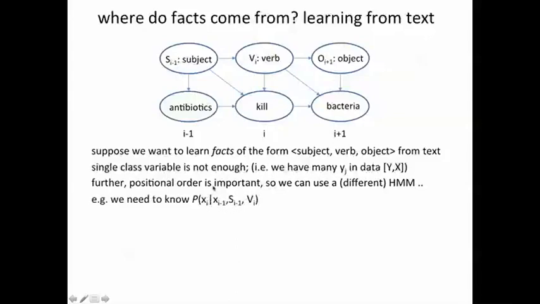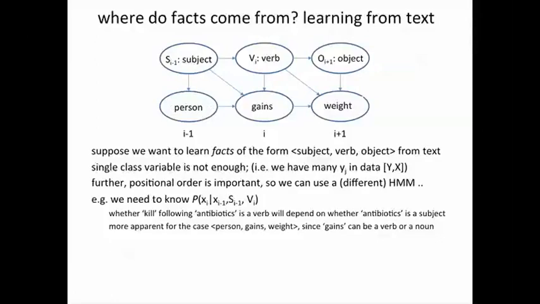We need to know the probability of x of i, that means any particular word occurring, given the previous word, the class of the previous word, and the class of the present word. For example, the probability that "kill" following "antibiotics" is a verb will depend on whether "antibiotics" is a subject. The situation is probably more apparent for the example "person gains weight," where the word "gains" can be a verb or a noun.